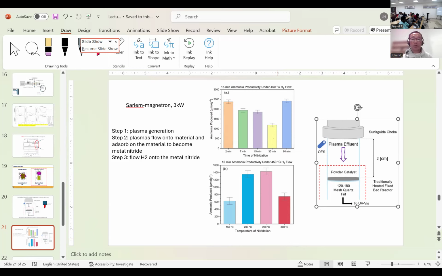Make sense? Any question on this curve? No, sir. No.